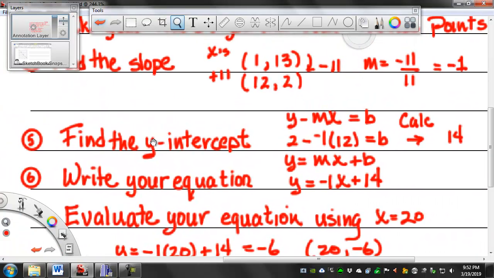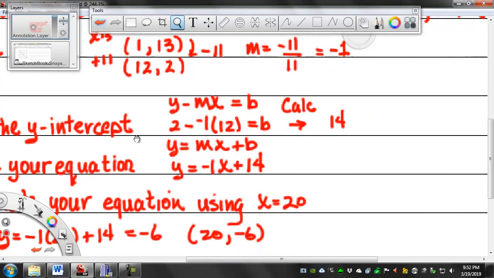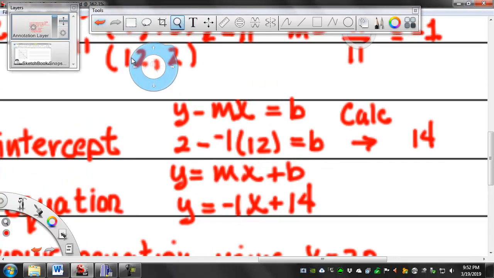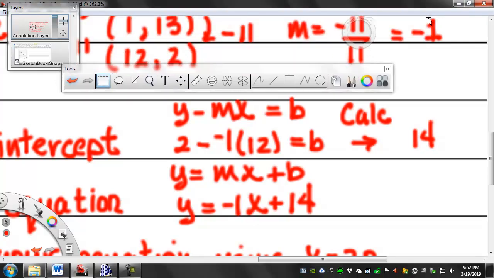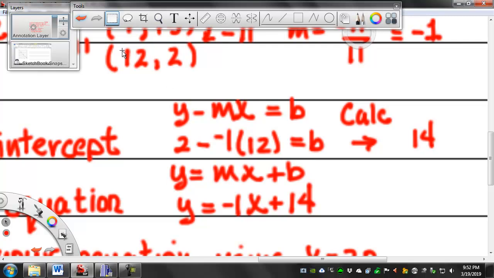The next thing we have to do in step 5 is find the y-intercept. Now to find the y-intercept, I'm going to use the equation y minus mx equals b. I'm going to use the point (12, 2). The y part of this ordered pair is 2, so I'm going to put it in for y. The slope was a negative 1, so I'm going to put a negative 1 in for the slope, and then my x value for the ordered pair that I'm using is 12.